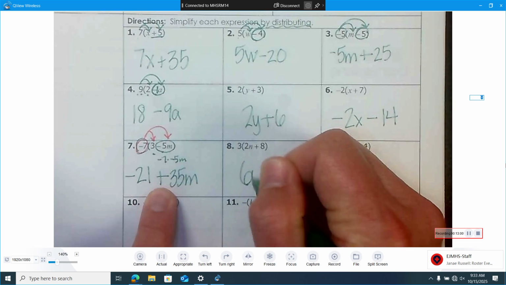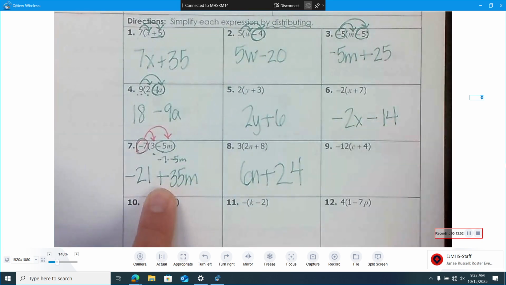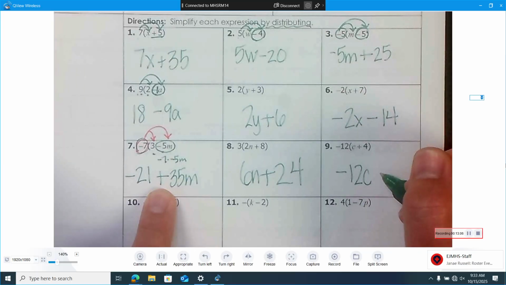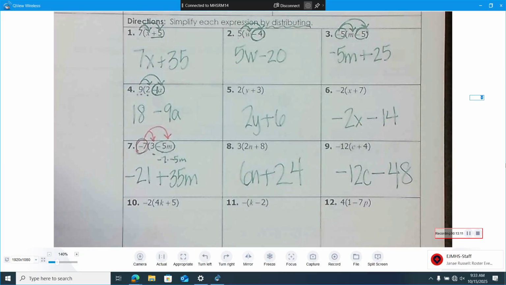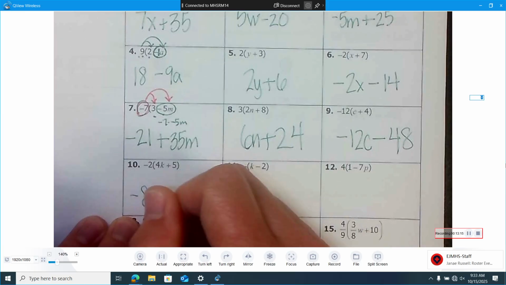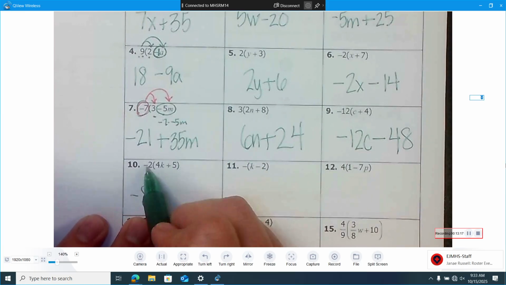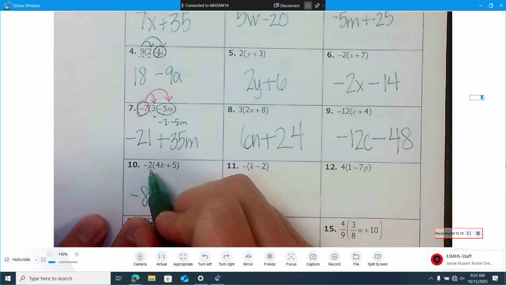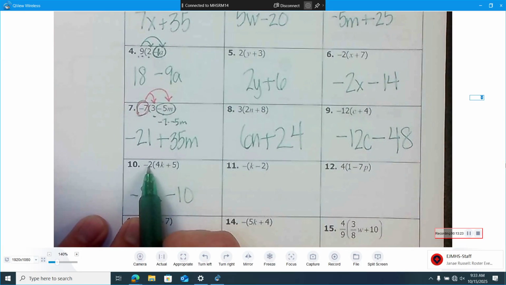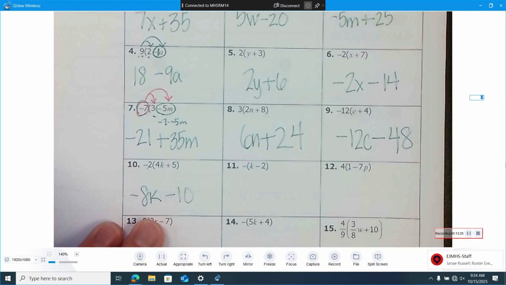Number 8 was 6n plus 24. Number 9, negative 12c, and then negative 48. Very good. Number 10, negative 8k, and do we get a positive or a negative? Negative 10. Negative 2 times positive 5 is going to give me a negative 10.